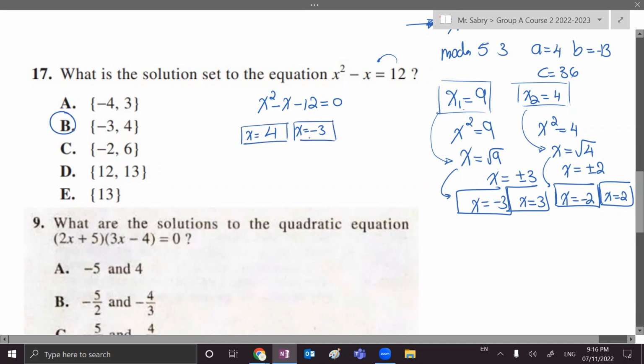No. طبعا there is another option إن أنا أجربهم by the way. I can substitute here negative 3 to the power of 2 minus negative 3 and check if it's equals to 12 or not. If it's equals to 12, then it works and I have to try the 4 as well. But this is a longer way, much longer way. We only refer to trying out the choices when we don't know what to do.